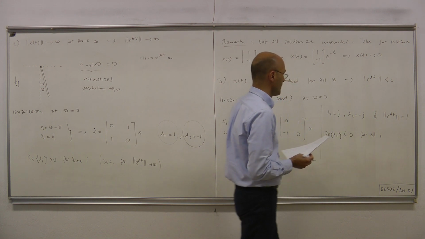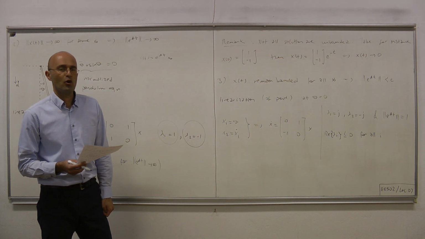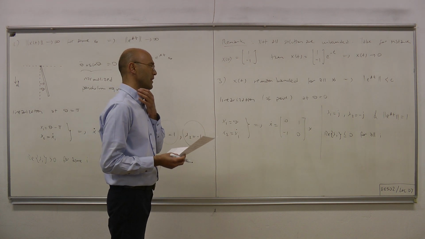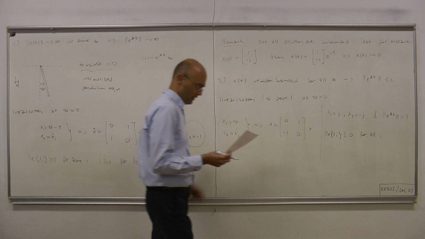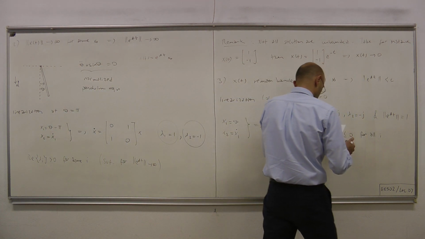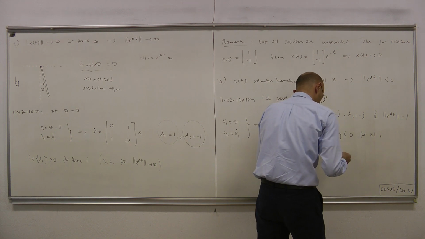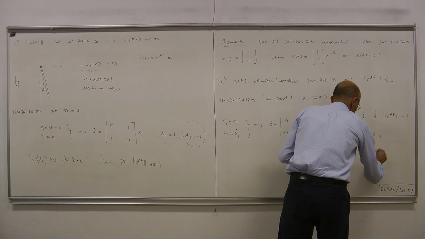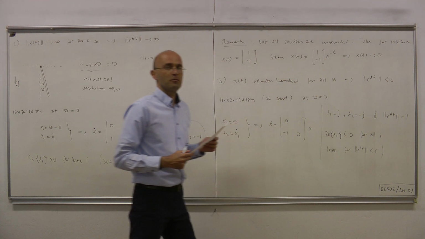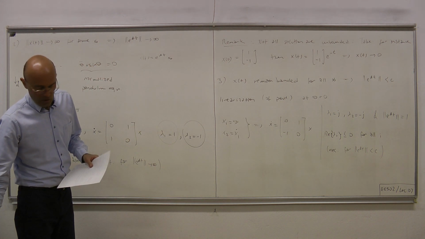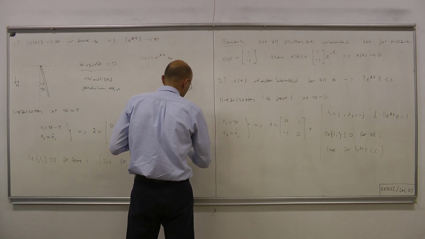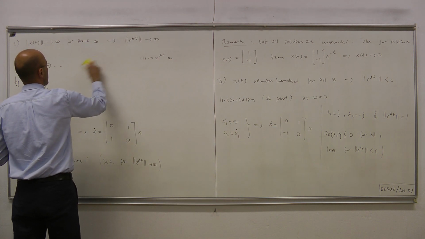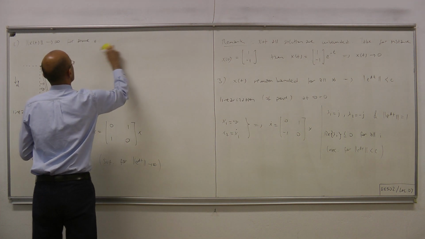Now, is this a sufficient condition for e to the At to be bounded? It turns out that it isn't. We will see why shortly. This is only a necessary condition for the state transition matrix to be bounded, but it's not sufficient. And to have some idea why that's only necessary and not sufficient, let's consider the following example, again, from the mechanical world.